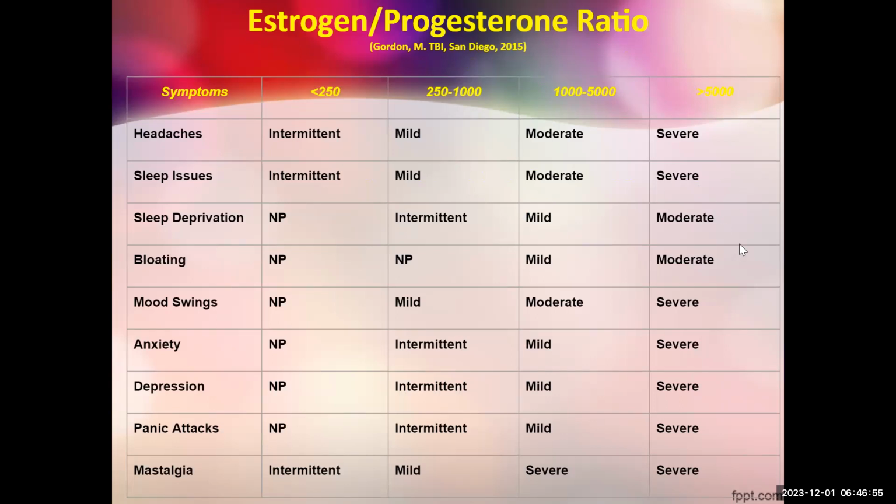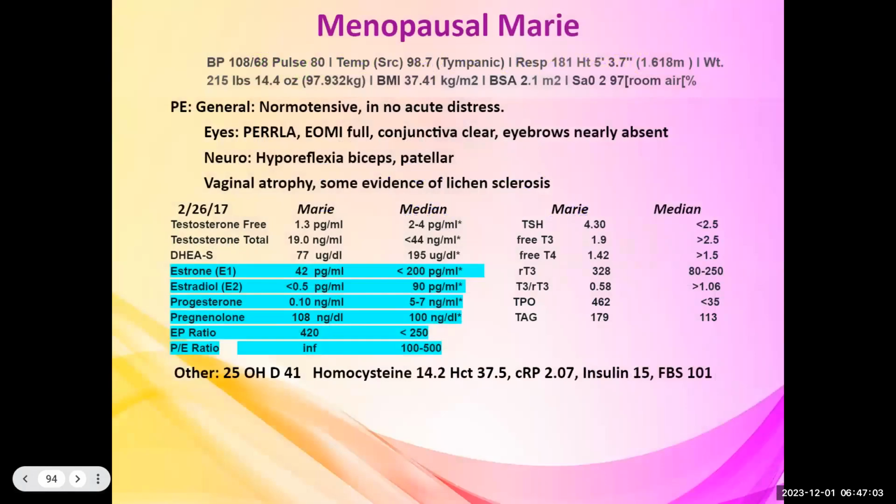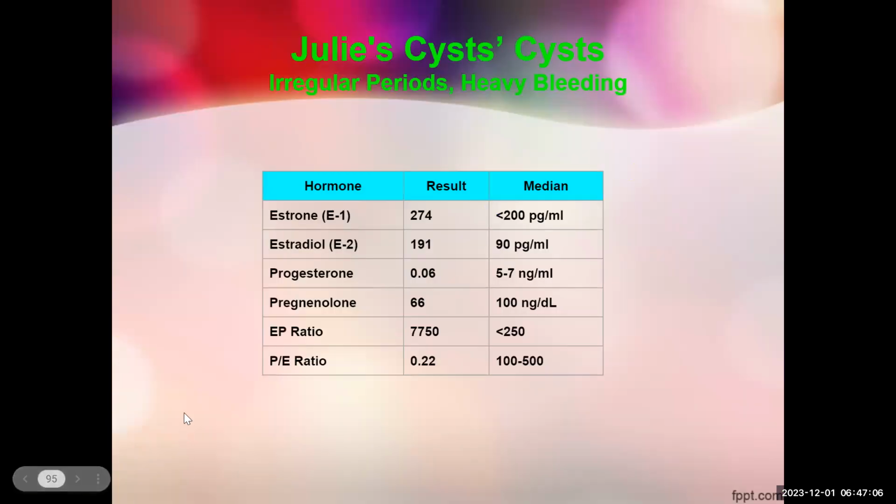Headaches, agitated, irritable, can't sleep, severe mood swings, anxiety, and depression, panic attacks. So it's pretty clear. She also has breast cysts. She has spotting between periods. She has a uterine fibroid. She's pretty much a mess.